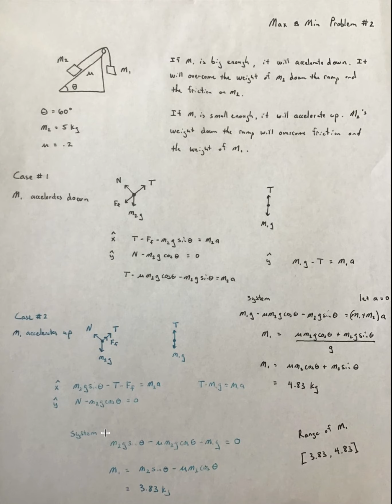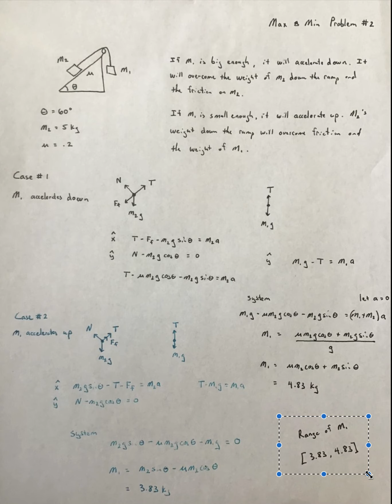So let's look at the system here, in this light green. Look at the system equation. m2g sine theta, the weight of m2 down the ramp, if that is bigger than the friction on m2 and the weight of m1, then the system will accelerate in that direction. And so I get a value for m1, and I get 3.83. Thus I have the range of masses. Look over here. Again, I found the min and the max.